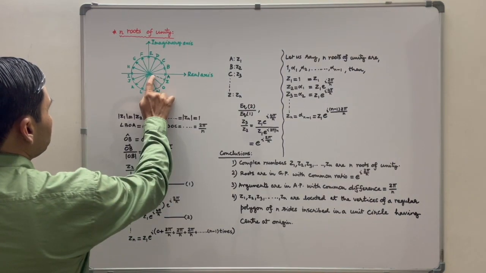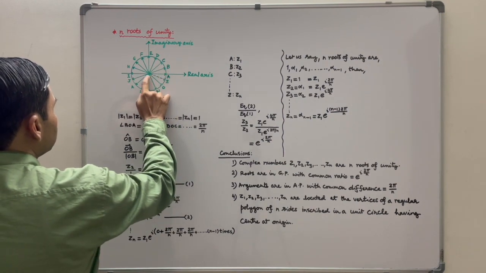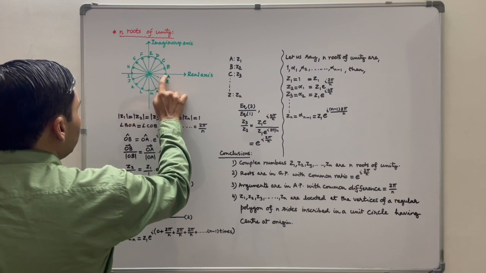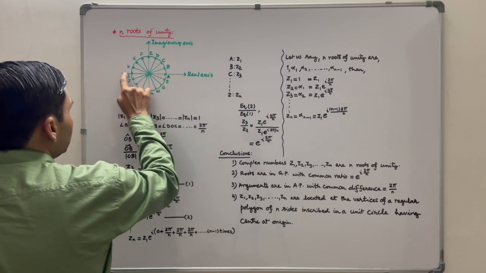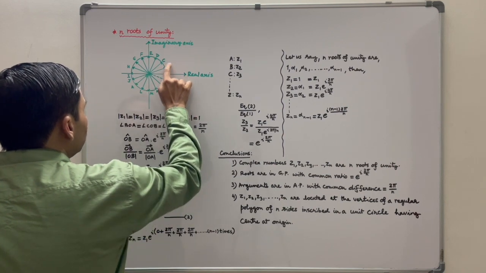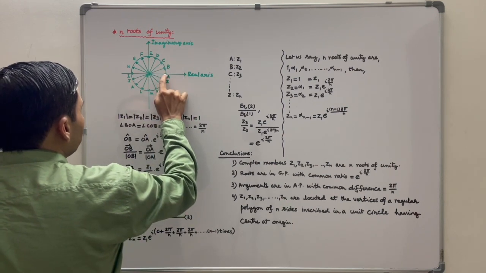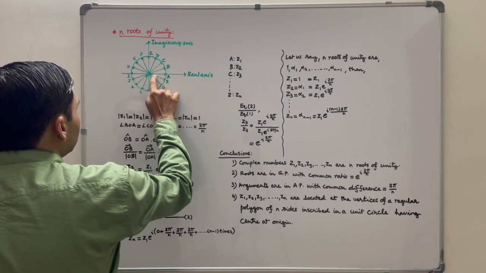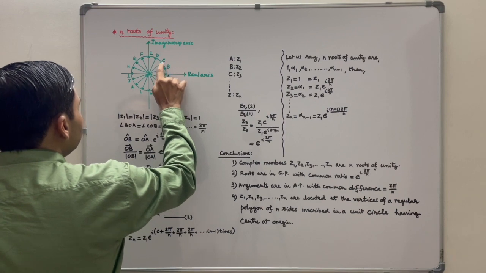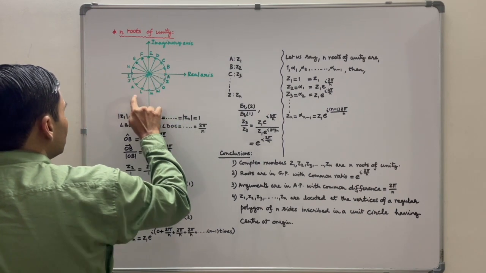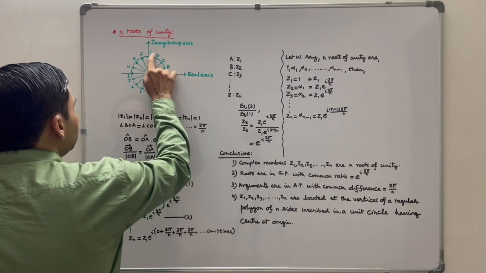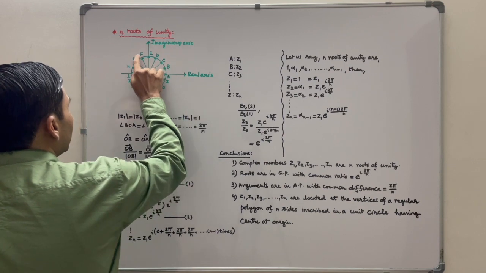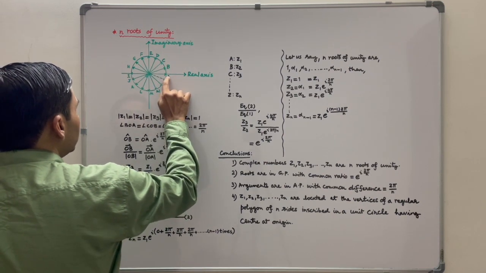This is a complex plane. Draw a circle with center at origin and radius as 1 unit. Mark this point as A, where this circle intersects the real axis. Now divide this circle into n equal parts. Each of these angles is equal to 2 pi by n. Mark these points as B, C, D, E, F and so on. All these points represent some complex number and these complex numbers are called n roots of unity.